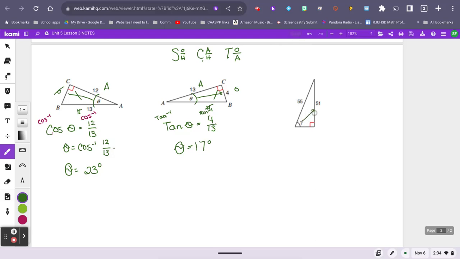Here we have opposite, hypotenuse, and we don't even have to go further because we have everything we need. So sine theta equals the opposite over the hypotenuse, sine -1, theta equals 68 degrees. And now you're going to go work on your assignment.